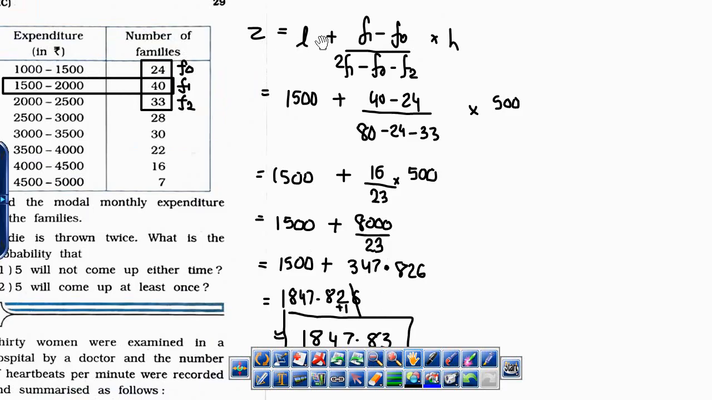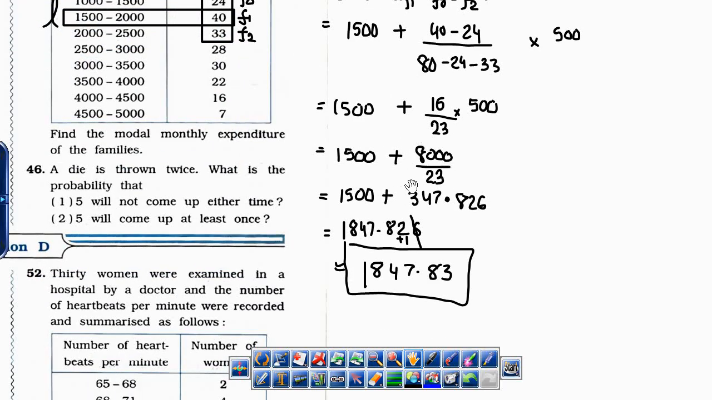Statistics is all about calculations. Overall, the method, the formula, and till here it is okay. This upon 23 तुम्हारे सम को डुबा सकता है. और ये सीखा था हमने सेकेंड, थर्ड, फोर्थ स्टैंडर्ड में टू प्रॉपरली डिवाइड.